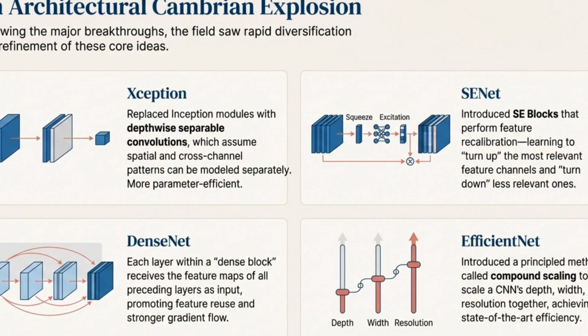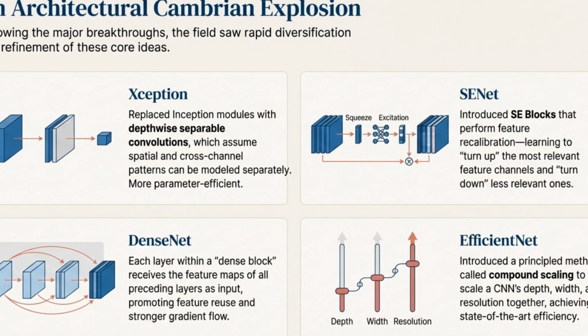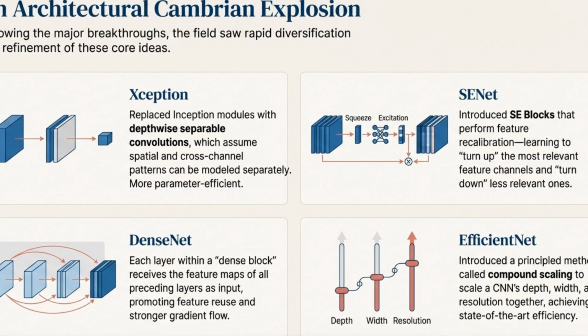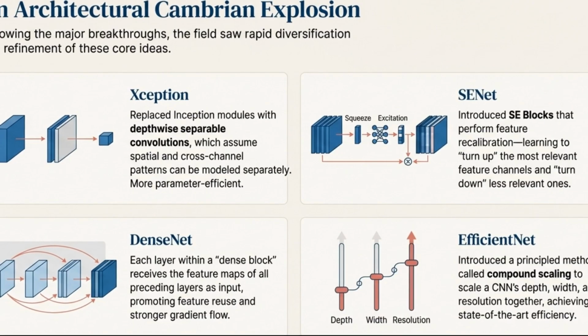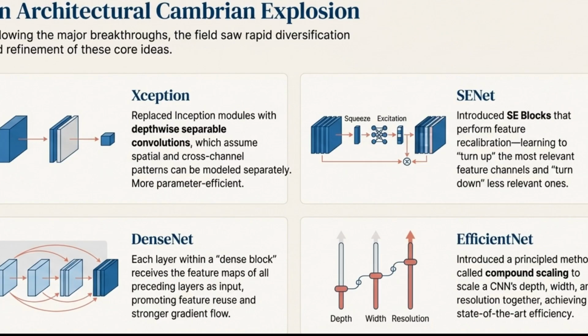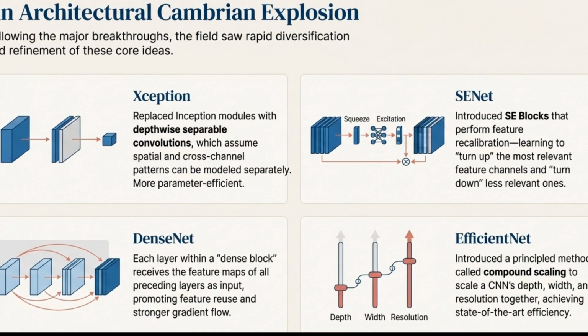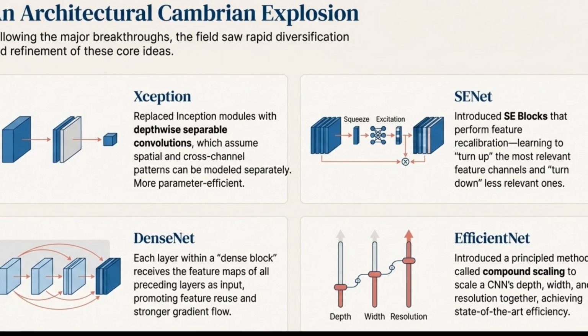First, Xception, which moved beyond the Inception module by completely replacing it with depthwise separable convolutions. This method assumes that spatial patterns and cross-channel correlations can be modeled separately, resulting in massively parameter-efficient models that are often lighter and faster than their predecessors.